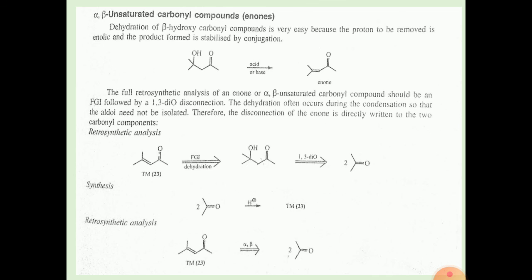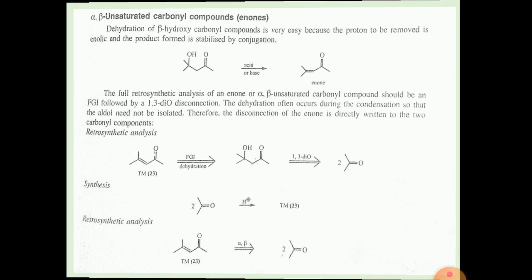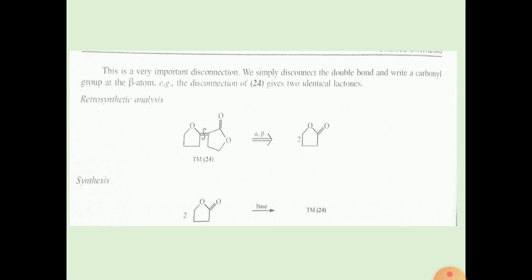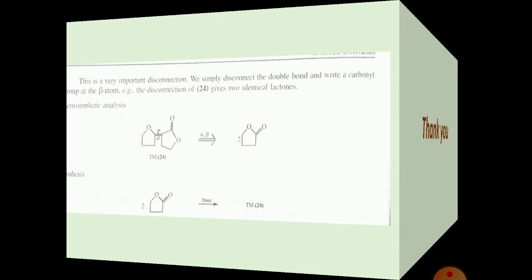The retrosynthetic analysis is the alpha beta unsaturated ketone and the formation of two moles of a ketone. This is a very important disconnection. We simply disconnect the double bond and write the carbonyl group on the beta atom. An example is a disconnection that gives two identical isomers. So firstly, the retrosynthetic analysis: the alpha beta unsaturated compound is broken down, the carbon-carbon bond is disconnected, and this gives the cyclic ester molecule. Then two moles of the cyclic ester are reacted with the base, forming this target molecule. Thank you.